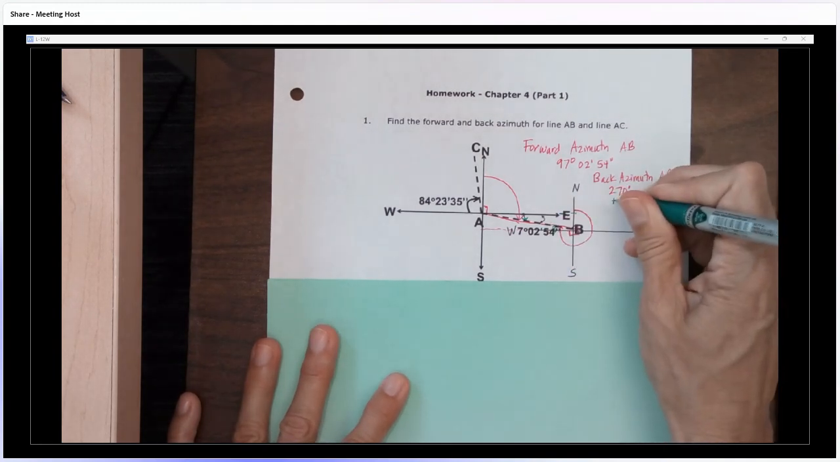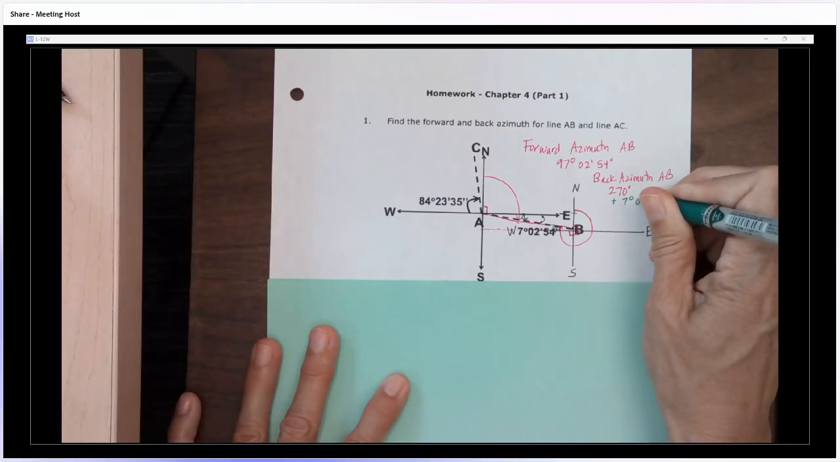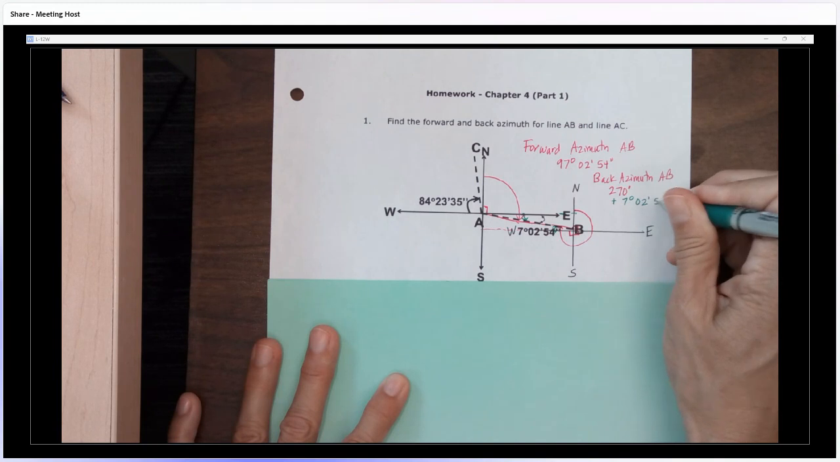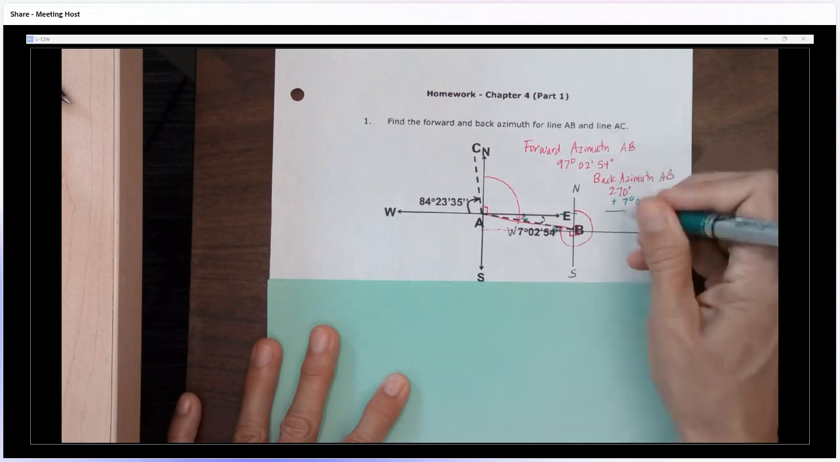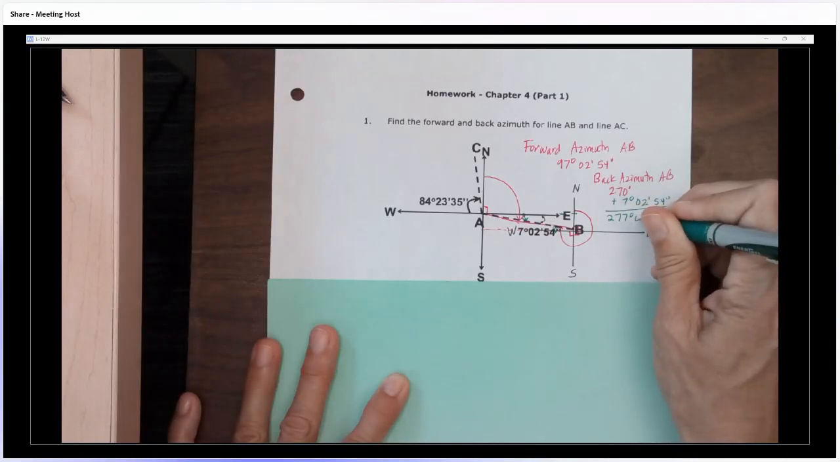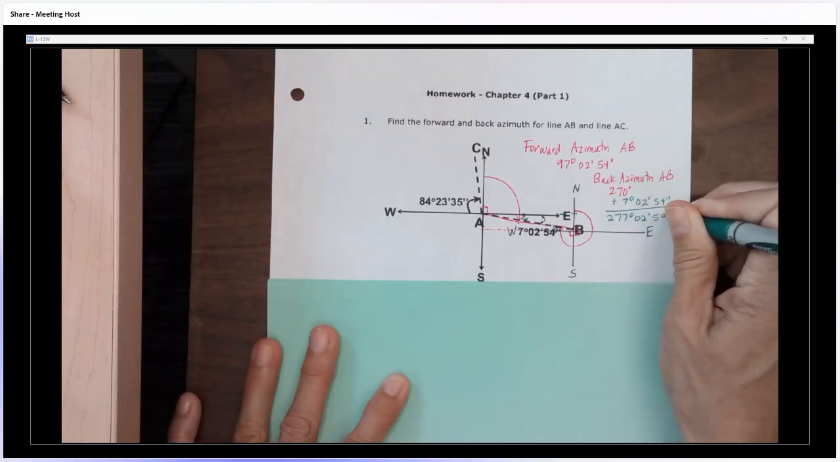So we'll add that to our azimuth that we've gotten so far coming around from the north just to get that last little bit in. So our back azimuth becomes 277 degrees, 2 minutes, 54 seconds.